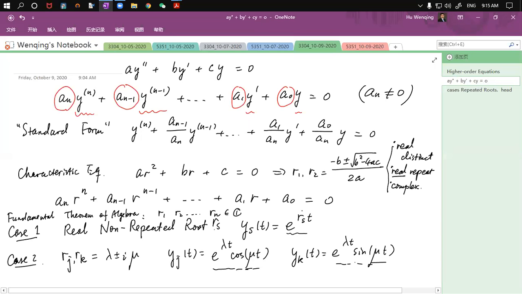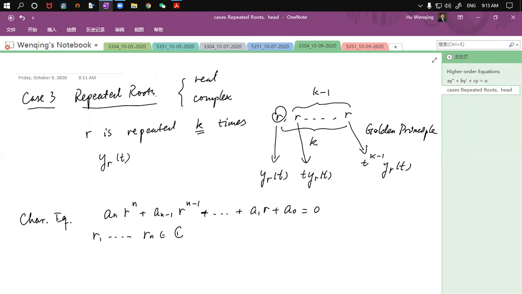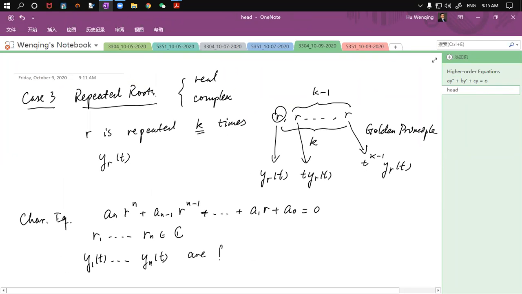For a real solution, you construct one solution. For two conjugate complex solutions, you construct two solutions. If a solution is repeated k times, you construct k solutions. So in the end, you're going to have exactly n solutions. The order of the equation is n, so you have n solutions, and these solutions are fundamental solutions.